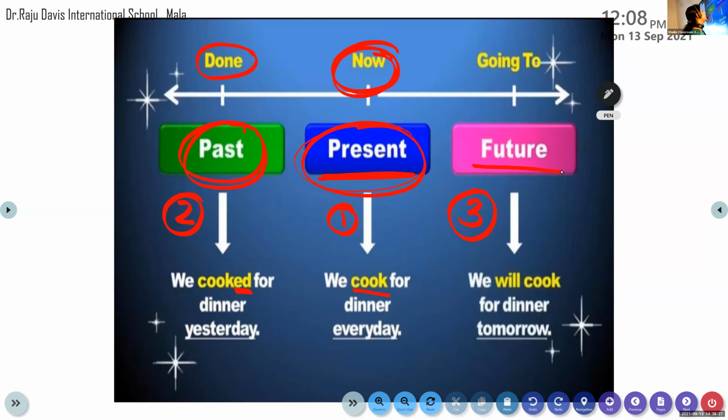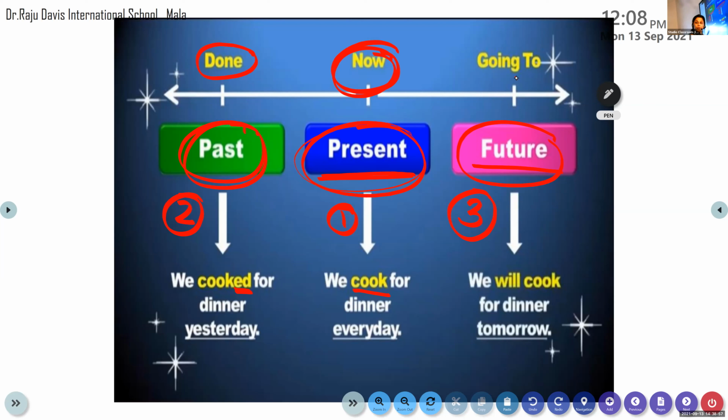What is the third tense? We call it future tense. It tells us when an event is going to happen in the future. That is tomorrow or the day after tomorrow, or it can be after a week, or after a year. So when an event is going to happen in the future, we call it future tense. It hasn't happened till now, it's going to happen. So we call it future tense.